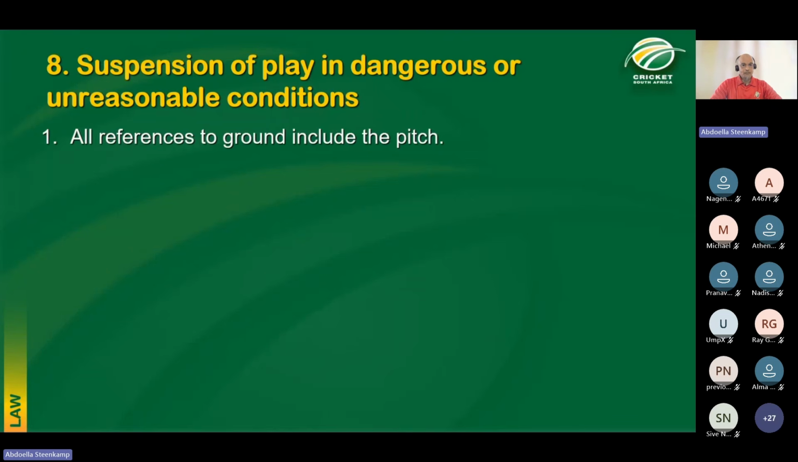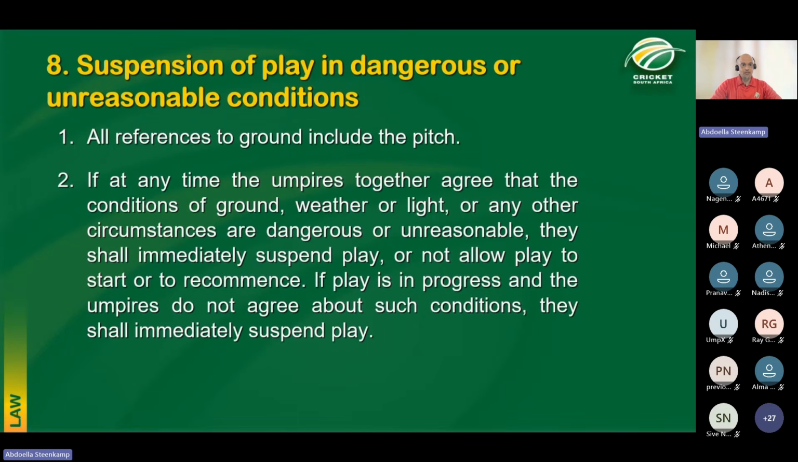So what happens if we, the umpires, now decide that we together agree that conditions of ground, weather or light are now either dangerous or unreasonable? Once we together come to that agreement, we need to immediately either suspend play or allow play to not start or to recommence. But according to law, and emphasis on law, if play is in progress and umpires do not agree on conditions, they need to immediately stop playing.